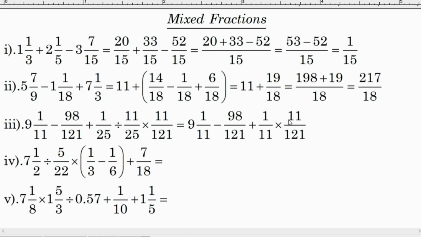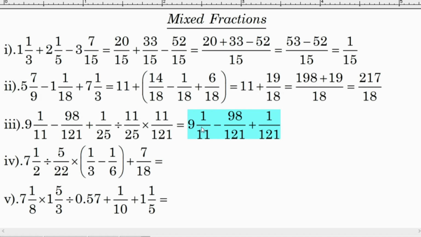So here we also have 11 at the numerator and 11 at the denominator. So then that will be cancelled out, and here is also cancelled out. So we have only 1 divided by 121. Okay, so next we have to calculate from left to right again.